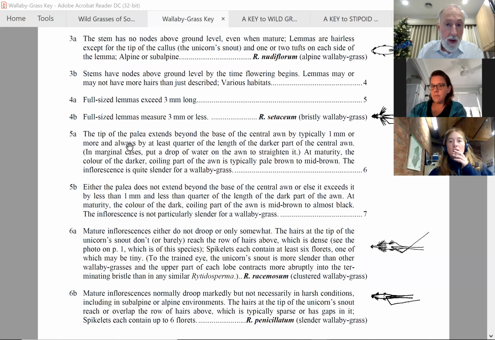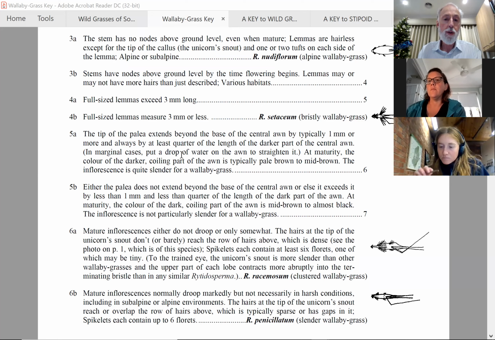Where were we? Okay, the tip of the palea extends beyond the base of the central awn by typically 1 millimeter or more, give that a tick, and always by at least quarter of the length of the darker part of the central awn. I'll give that a tick too. And it says there in marginal cases to put that drop of water on.